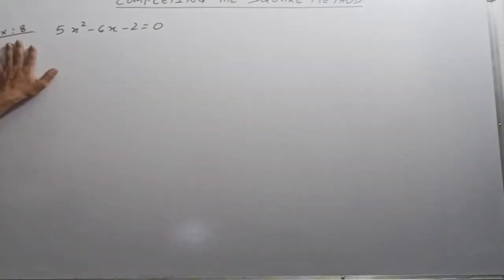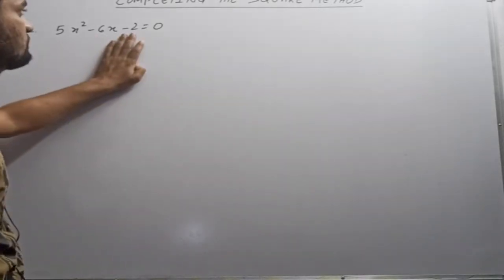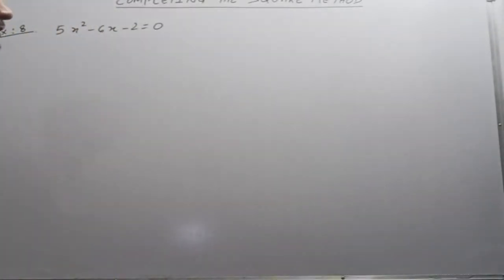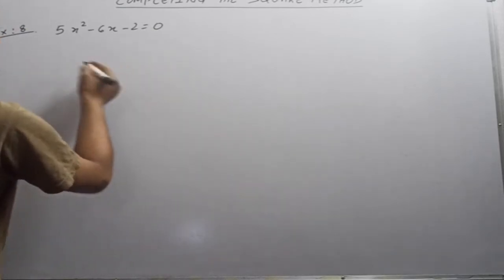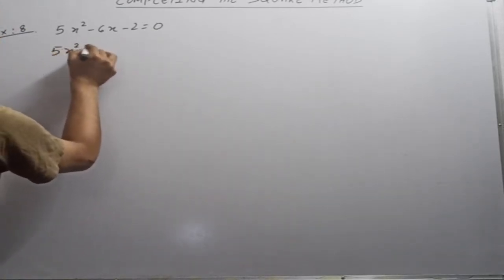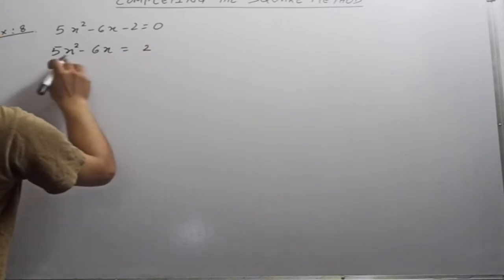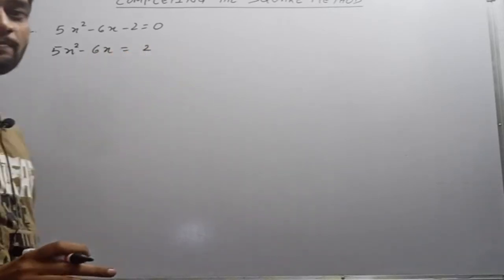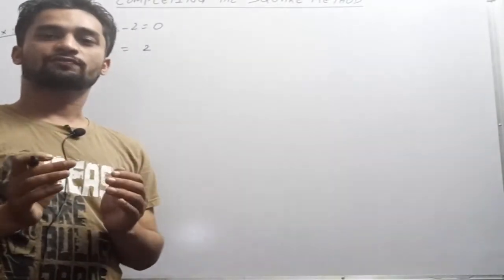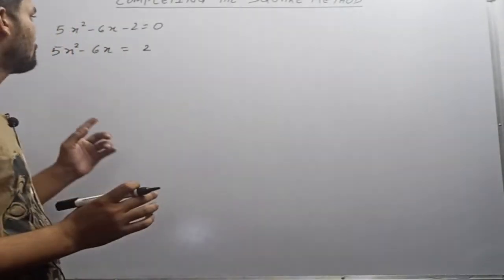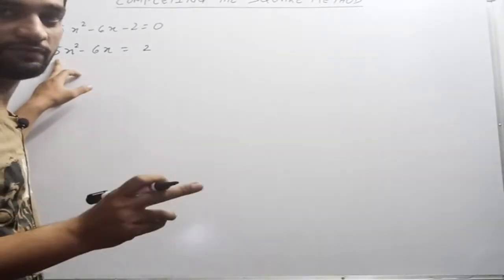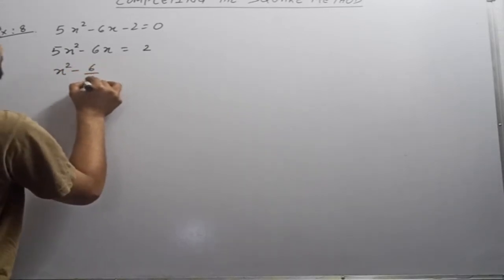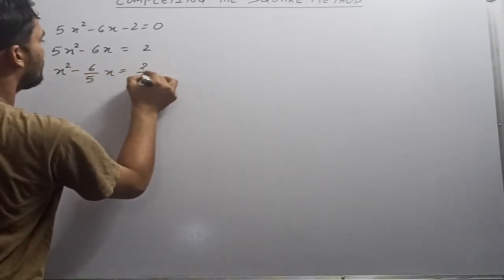Now we have taken example 8, that is 5x square minus 6x minus 2 is equal to 0, and we have to find the roots of this quadratic equation with the help of the completing the square method. As we were doing, we shift the constant term to the RHS side, so this will be 5x square minus 6x is equal to plus 2. Very next step, the coefficient of x square should be 1. Here 5 is given, so we'll divide each term by 5. So this will be x square minus 6 upon 5 into x is equal to 2 upon 5.